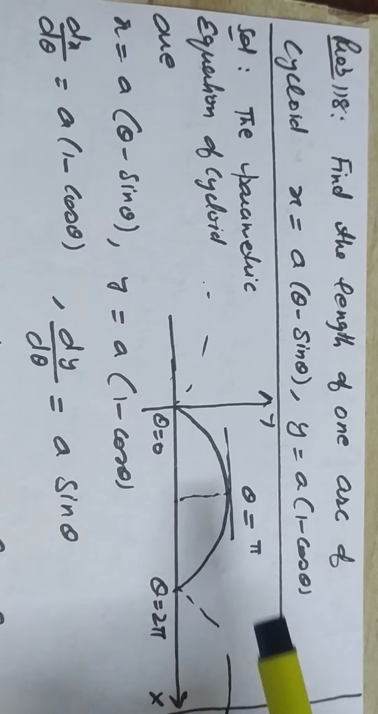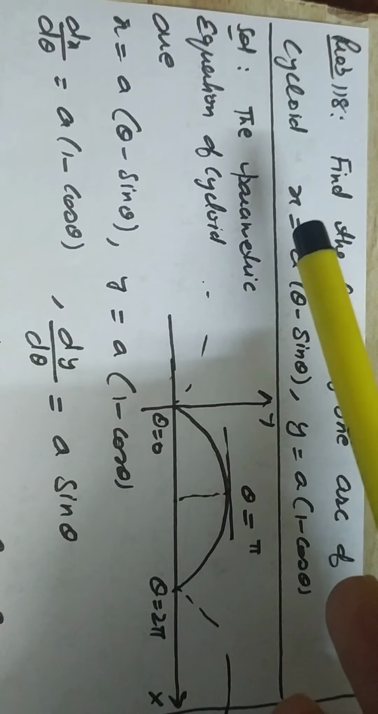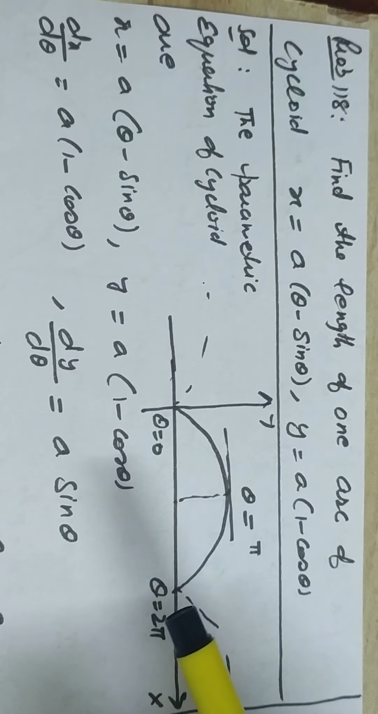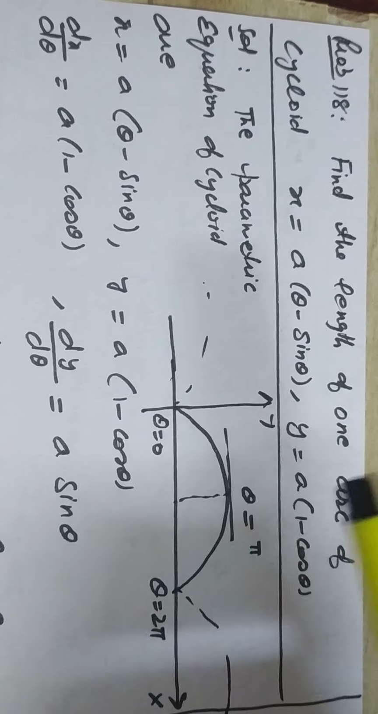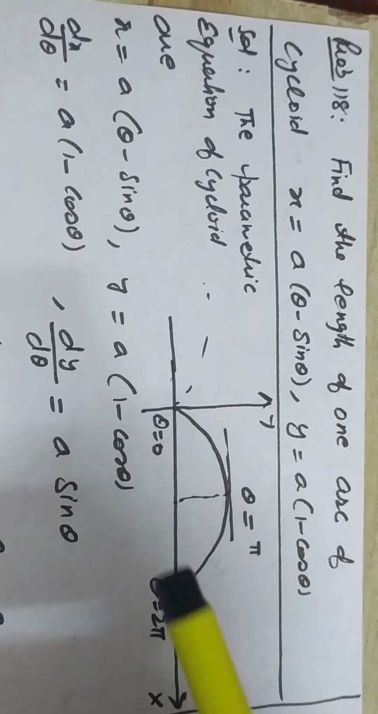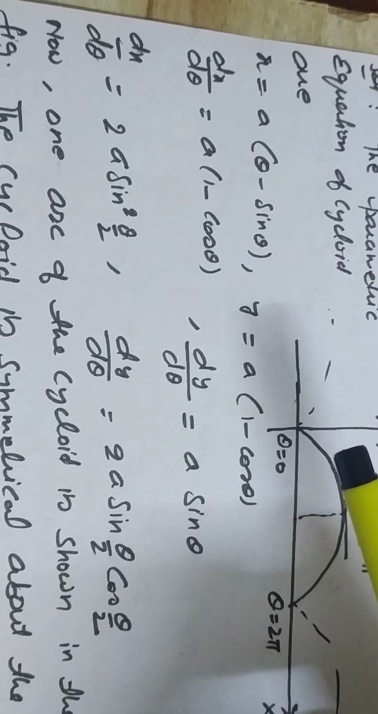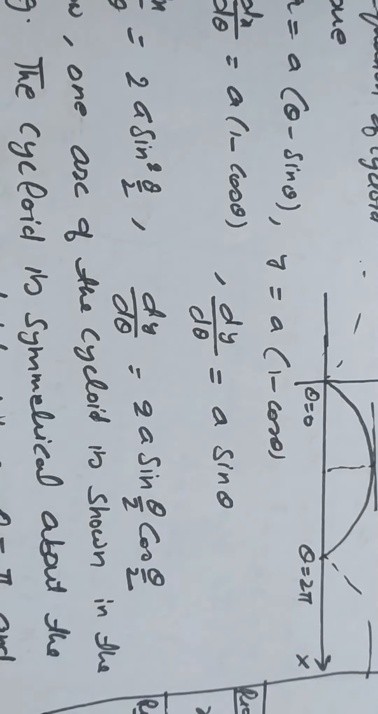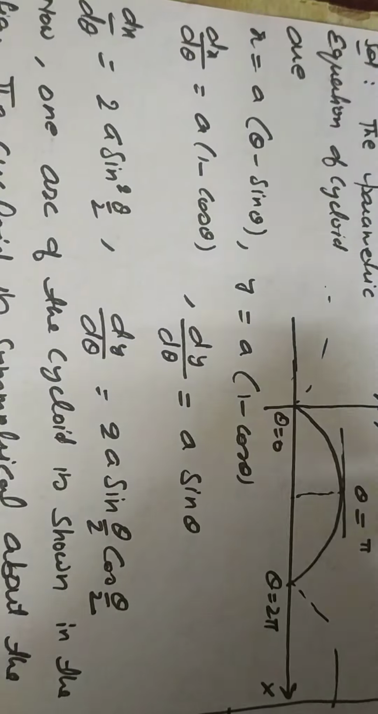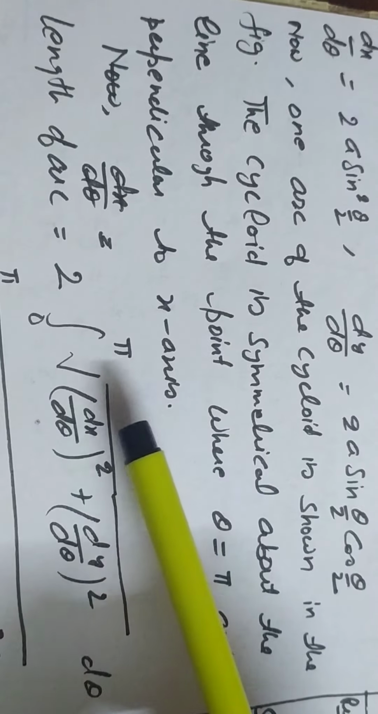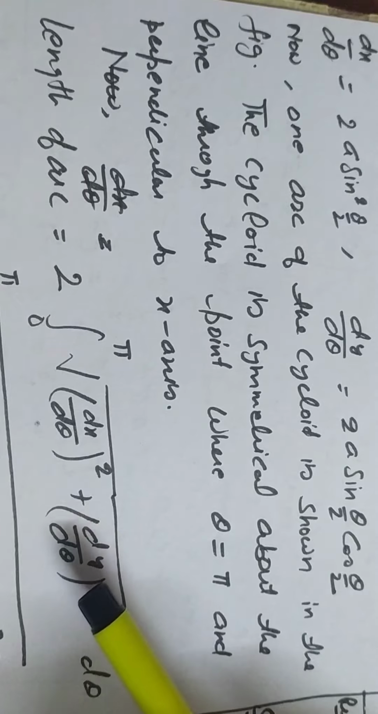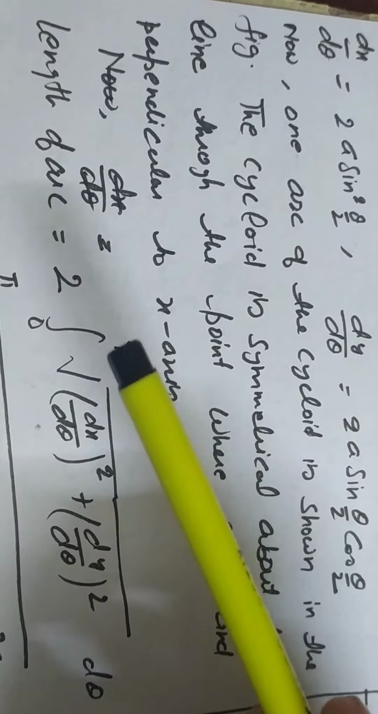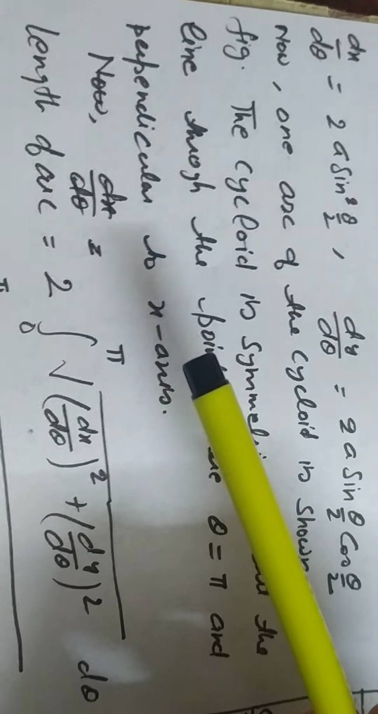These are various arcs formed by the cycloid, and one of the arcs, when considered, will give you the length of the arc. So you know the formula for finding the length of arc when the equations are given in parametric form. The formula is the integral of the square root of (dx over d theta) squared plus (dy over d theta) squared, with the limiting values of integration from lower to upper limit.